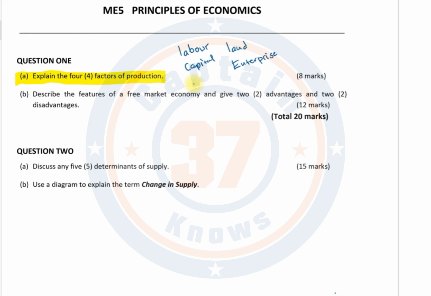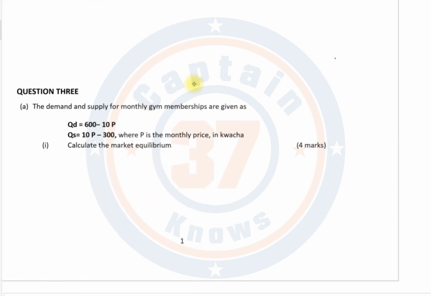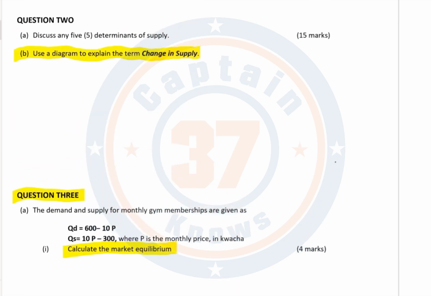So the focus of this particular video is not to take you through the theoretical questions that were asked. The focus is to take you through how to have attempted questions that have a mathematical nature or questions that ask you to draw diagrams. For example, this one asks you to use a diagram to explain the term change in supply. I am also going to take you through questions like question number 3, which asks you to calculate the market equilibrium. So the focus of this video is not the theoretical questions, but rather the questions of a mathematical nature.